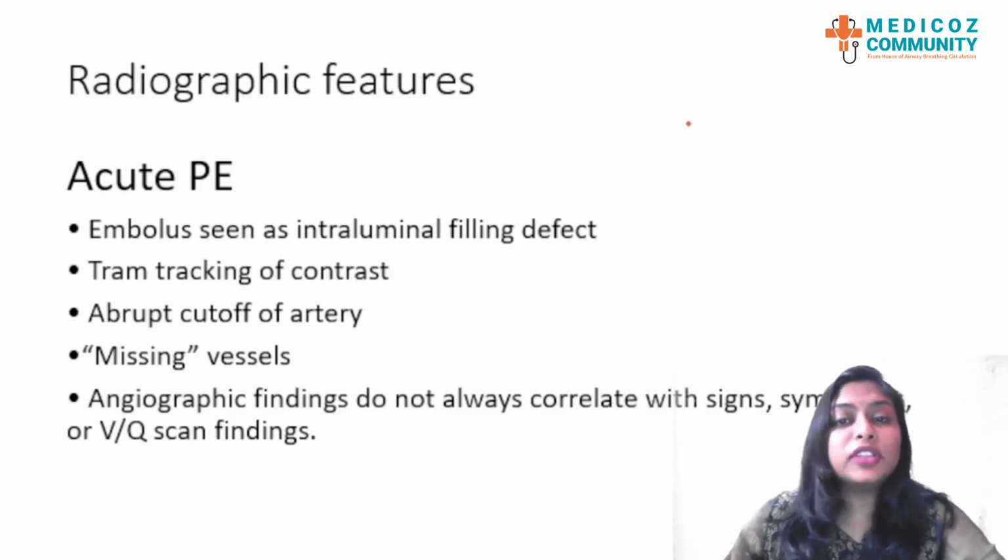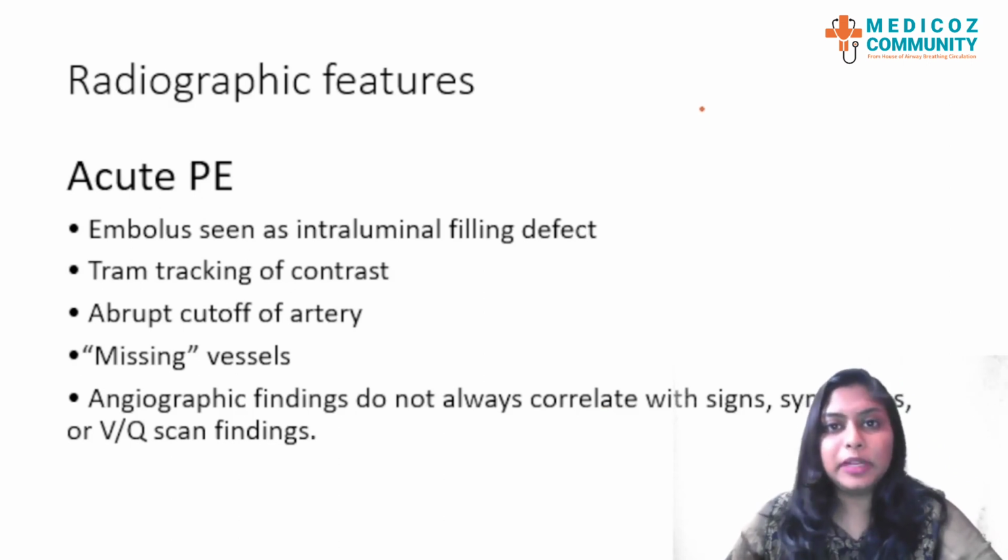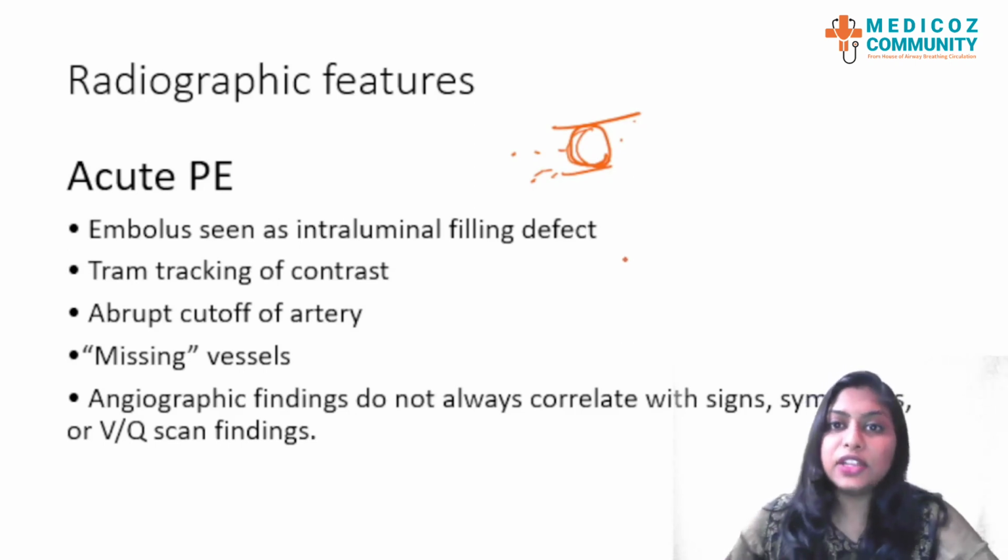So coming to the radiologic features, we divide it into acute pulmonary embolism and chronic pulmonary embolism. If it is acute, that means it has just arrived, then it is probably an embolus. So we'll be seeing it as an intraluminal filling defect. That means the contrast will be there on either side. The embolus will not take up contrast, so it will be seen as a filling defect, and there is tram tracking of contrast and abrupt cutoff of the artery and missing vessels. All of these signs are in CT angiogram.